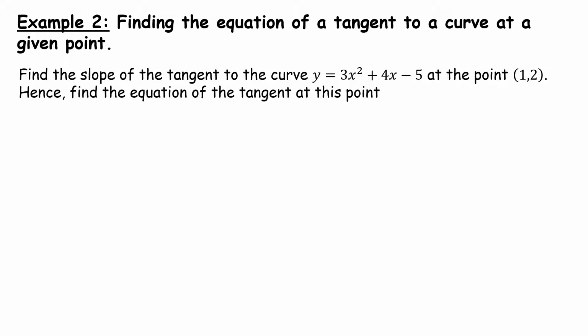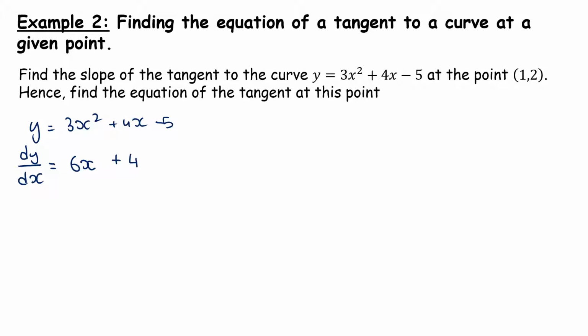So find the slope of the tangent to the curve y equals 3x squared plus 4x minus 5 at the point 1, 2, and hence find the equation to the tangent at this point. Okay, so they gave this to us as y, so we're going to answer it as dy dx. Bring down the power, take 1 away from the power, so that gives me 6x. Bring down the power, take 1 away, and that's plus 4.